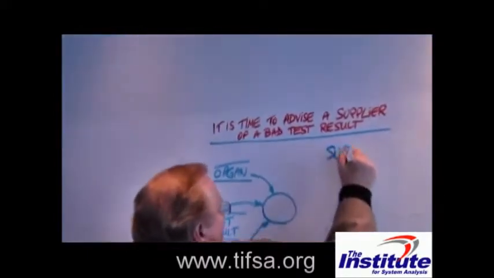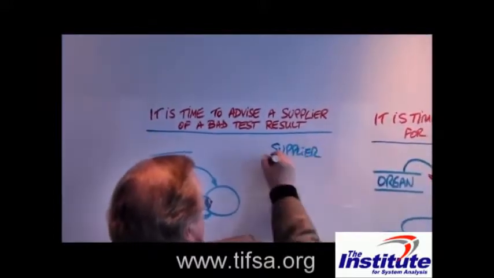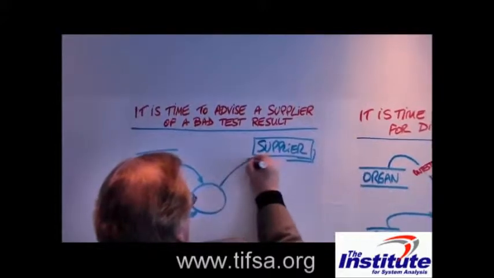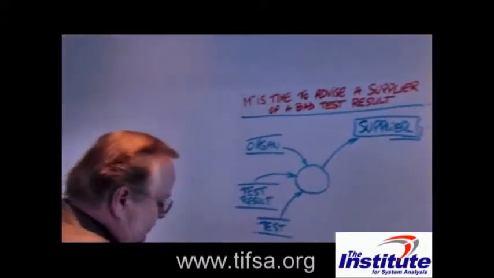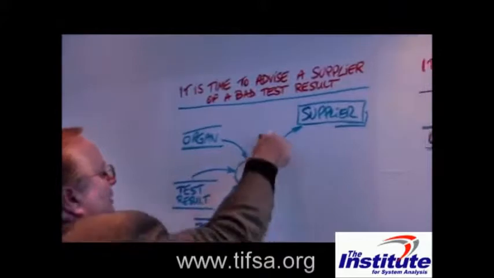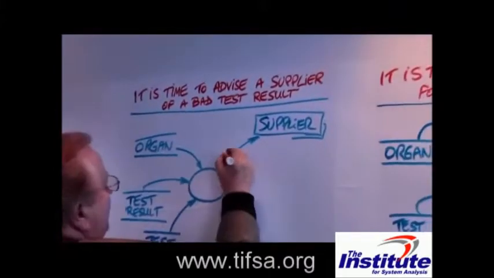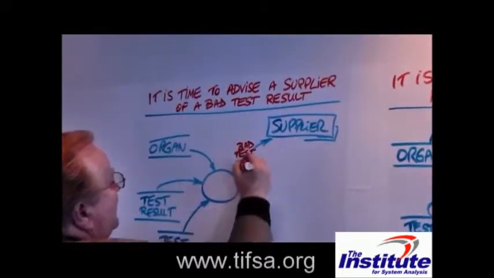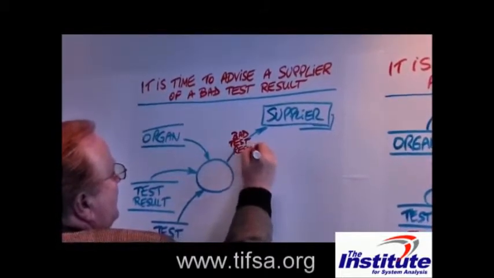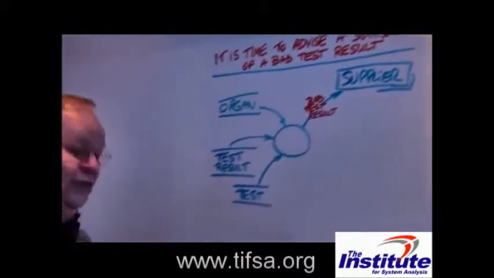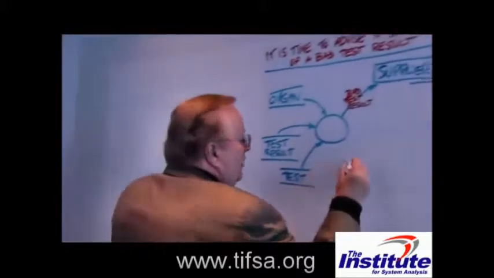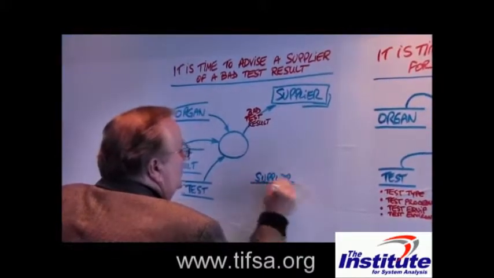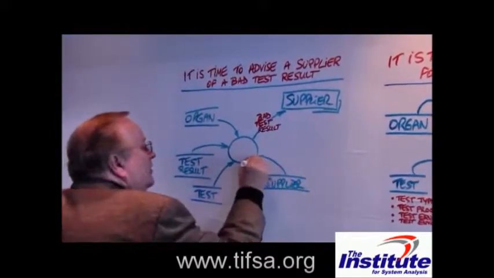So I'll put the supplier outside our system here. I'll send the result to the supplier. And we're only interested in sending them bad test results. And of course, to be able to do that, we have to have supplier information. So I'll have the supplier object here, which gives us their contact information.